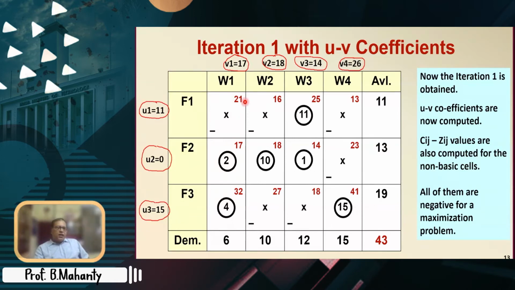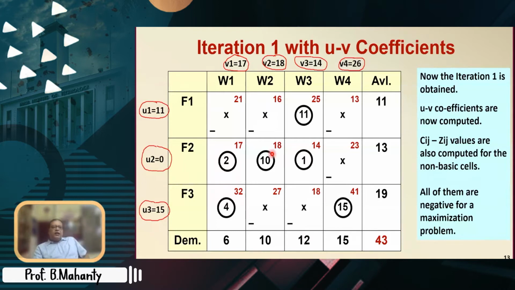is this Cij minus Ui minus Vj. So 21 minus 11 minus 17, so minus. 16 minus 11 minus 18, minus. 13 minus 11 minus 26, minus. 23 minus 0 minus 26, minus 3, so minus. 27 minus 15 minus 18, so minus 6, so minus. 18 minus 15 minus 14, so minus 11, so minus.